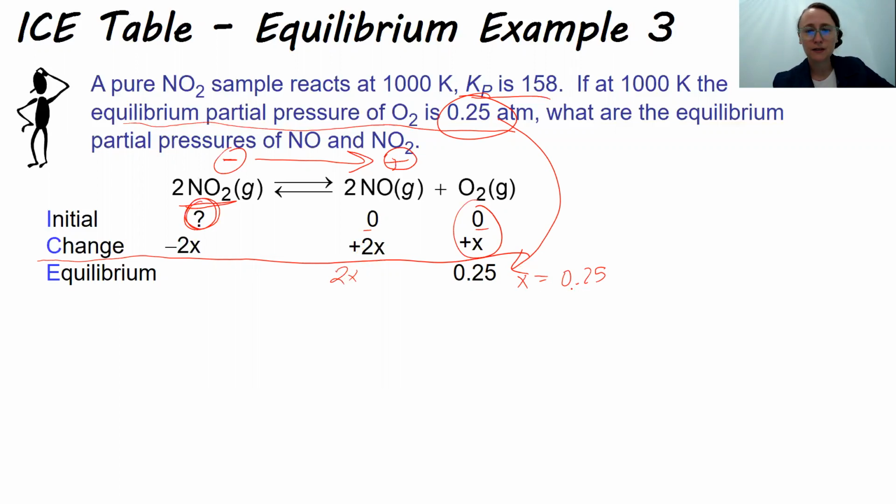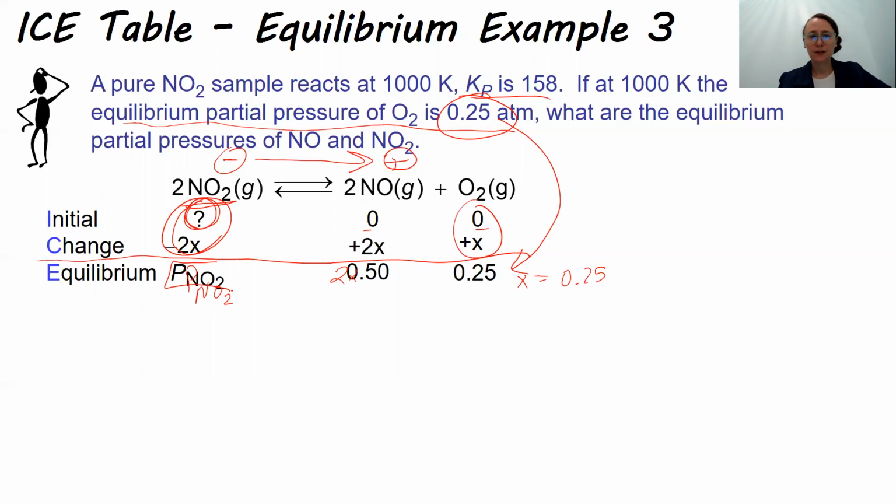If I know x is 0.25, then I know that that NO is going to be 0.5, because 2 times 0.25 is 0.5. But I don't have enough information to figure out over here because I don't know what I'm starting with. But now this becomes my question. I am trying to figure out the partial pressure of NO2 at equilibrium.